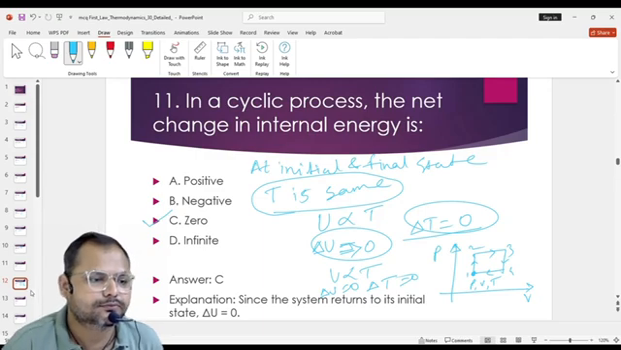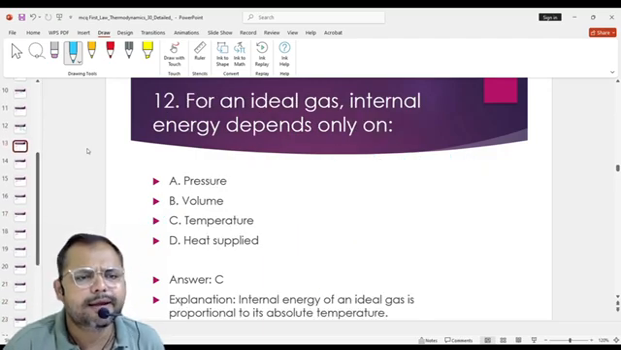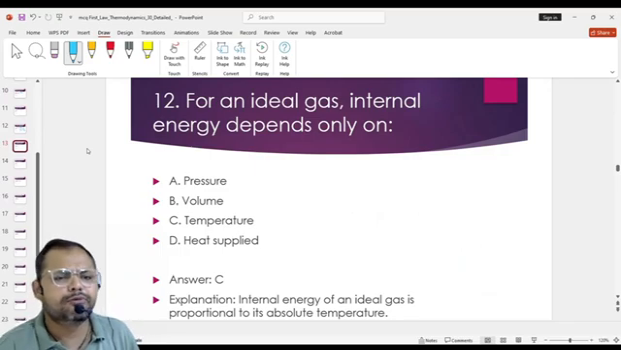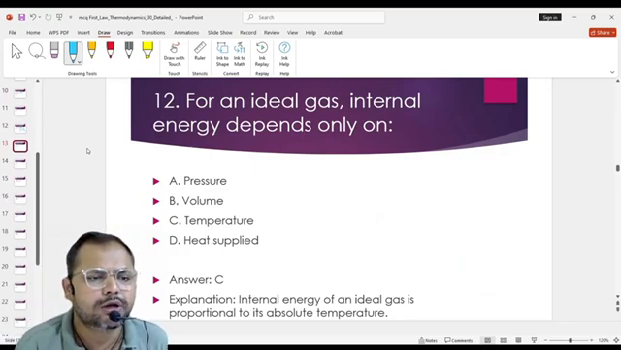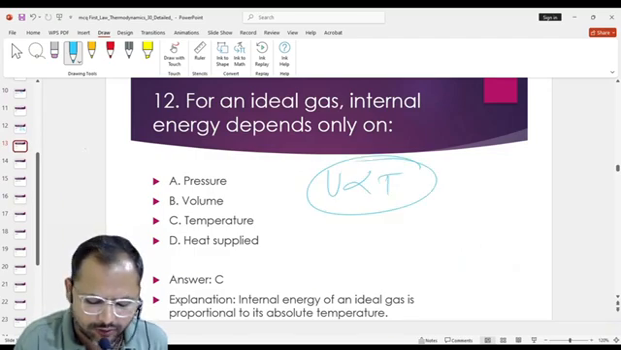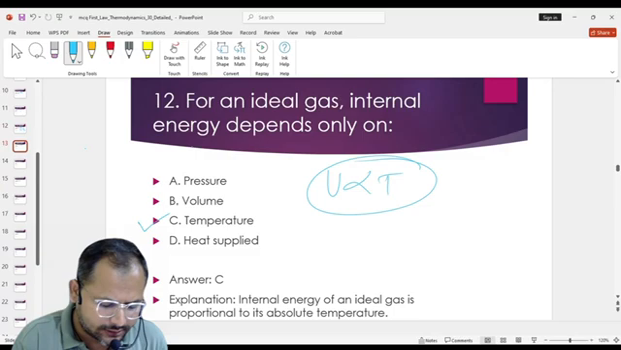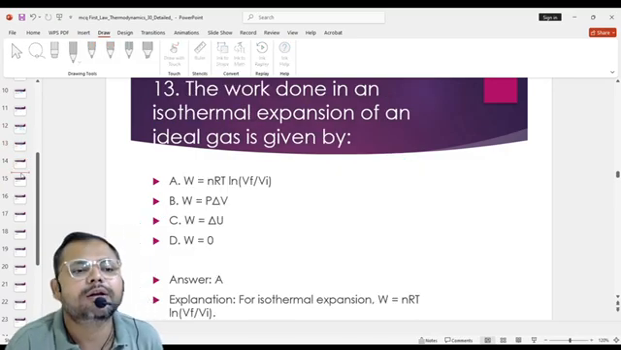Next question. For an ideal gas, internal energy depends only on temperature. Internal energy is directly proportional to temperature. Next question. The work done in an isothermal expansion of an ideal gas.